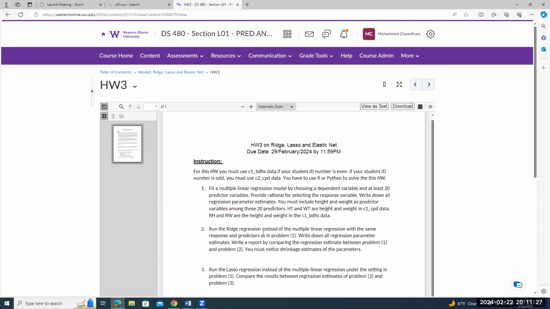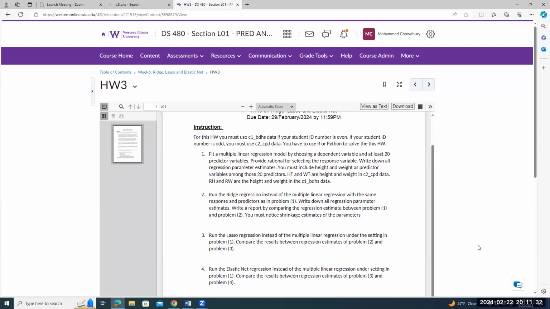Fit a multiple linear regression model. First of all, you fit the regression model, and then, as I said here, a dependent variable and at least 20 predictor variables from this data. Okay? But do not use ID. If you use the ID variable and I see it in the code, you will get zero. Are you understanding? You cannot use ID, right? ID is just a 10 or 11 digit number, you cannot use it.